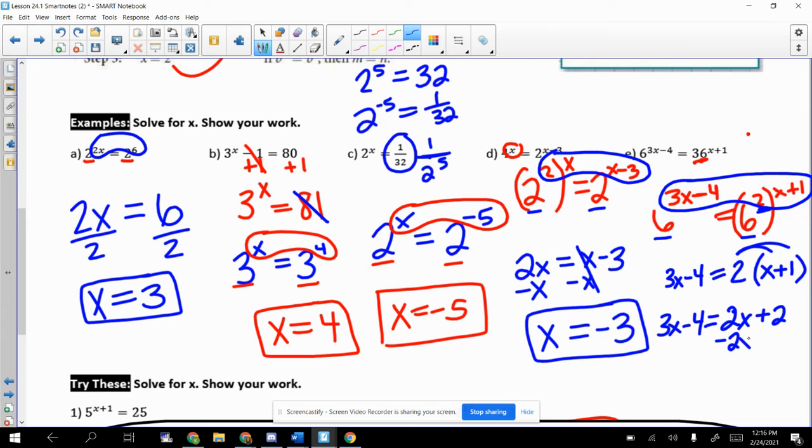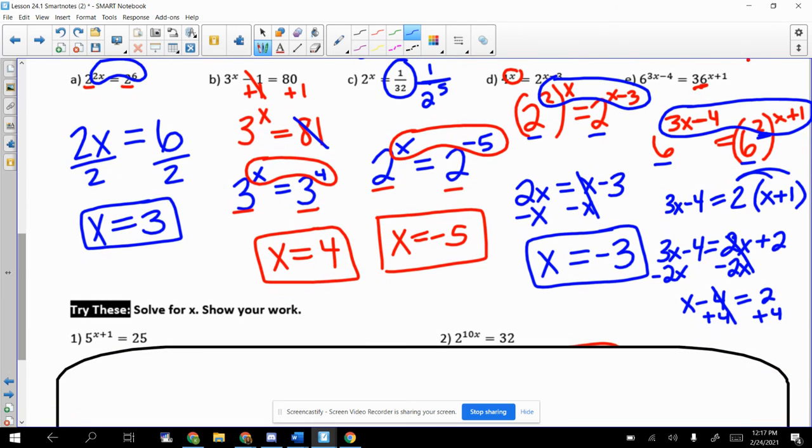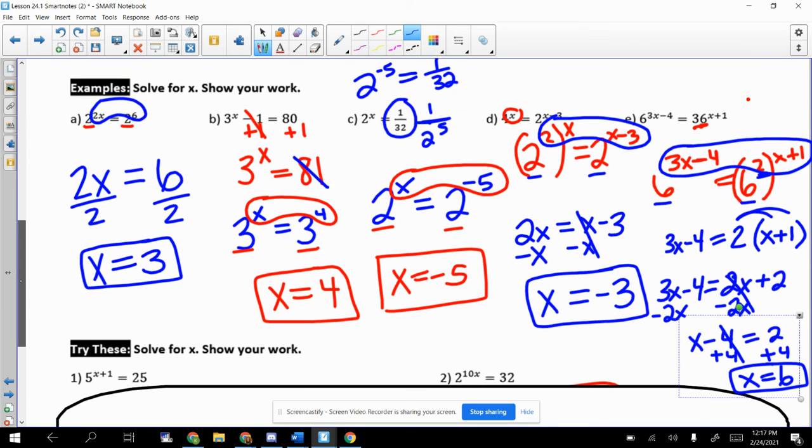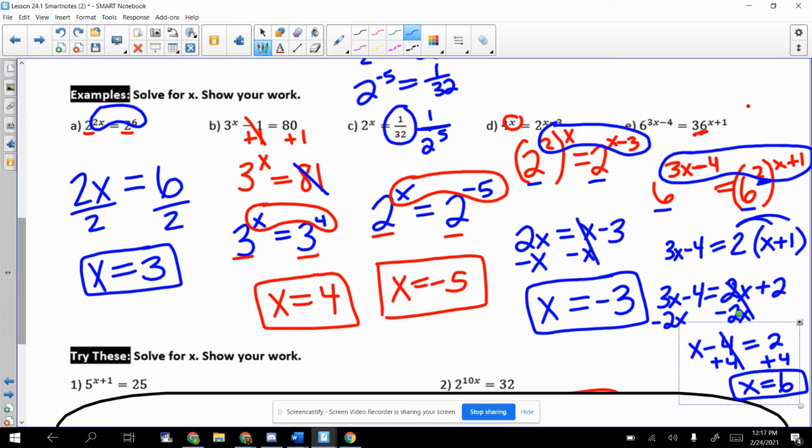So now we have something linear here that we need to solve for. So I would subtract the 2x over, and be left with x minus 4 equals 2. And then I would add this 4 over, because remember, we're solving for x. We want to get it by itself. And I would be left with 2 plus 4 is 6. So x equals 6.